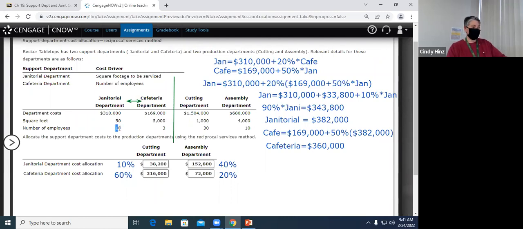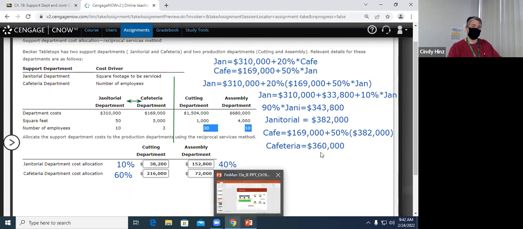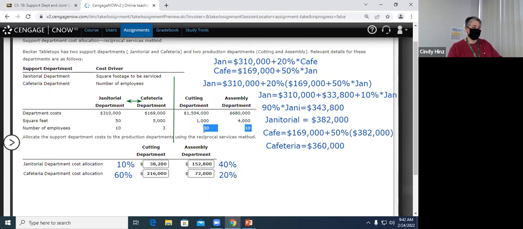The cafeteria department is allocated based on number of employees. Again, we're going to ignore the number of employees in the cafeteria because we're not allocating it to itself. We're only looking at the other departments. So we've got 10 here plus 30 and 10. So that's a total of 50 employees. The cutting department is 30 of those 50, or 60%. And the assembly department is 10 of the 50, or 20%.